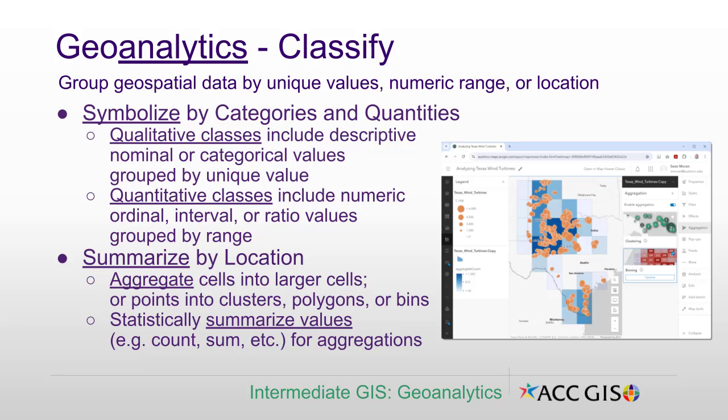Building on our previous analysis of Texas wind turbines, I've symbolized the turbine points by total capacity or megawatts so we can see those turbines that have larger wind energy production. I've also aggregated the points into hex bins and calculated the total capacity that falls within each of those bins.